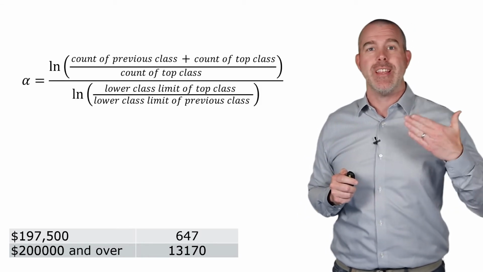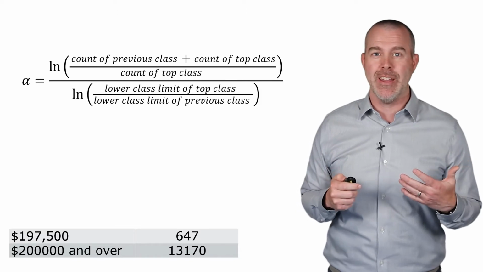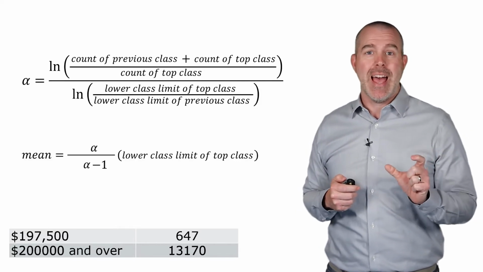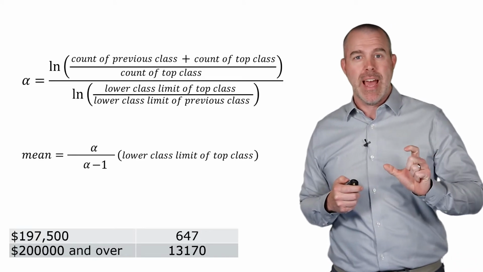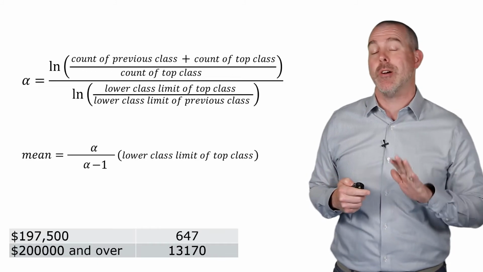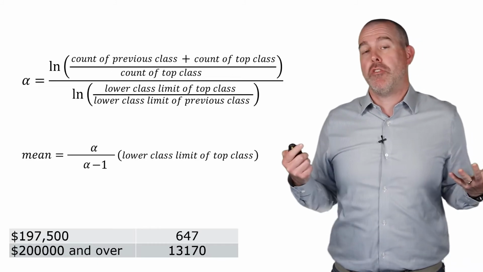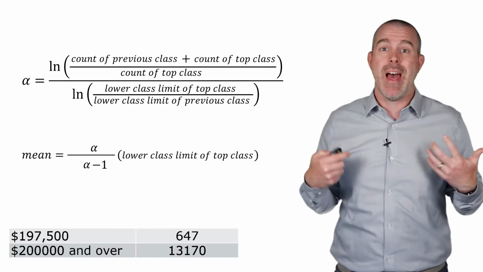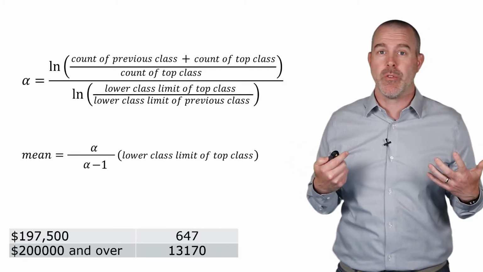You have to calculate this index. You need a natural log in here. And then you find the mean of that last class, like what's the average of that last class, by calculating that index alpha over alpha minus 1. So it's a little messy, but just a formula, just plug some stuff in. It's not something that I'm super familiar with. I had to look this up to figure out what to do with group data.